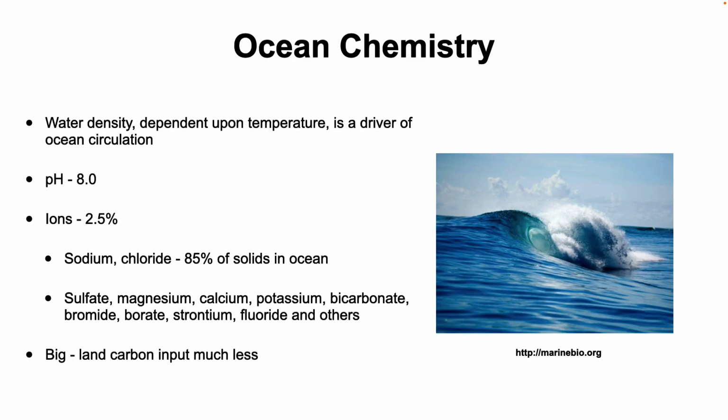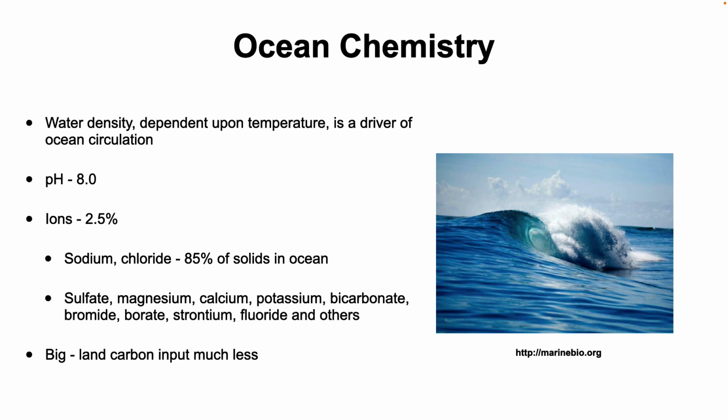We now move on to the oceans. Oceans are another aquatic environment, but they have several important differences. First, they have ions at a concentration of 2.5%. NaCl makes up about 85% of the ions, but there is also sulfate, magnesium, calcium, potassium, bicarbonate, bromide, borate, strontium, fluoride, and others. Whew!